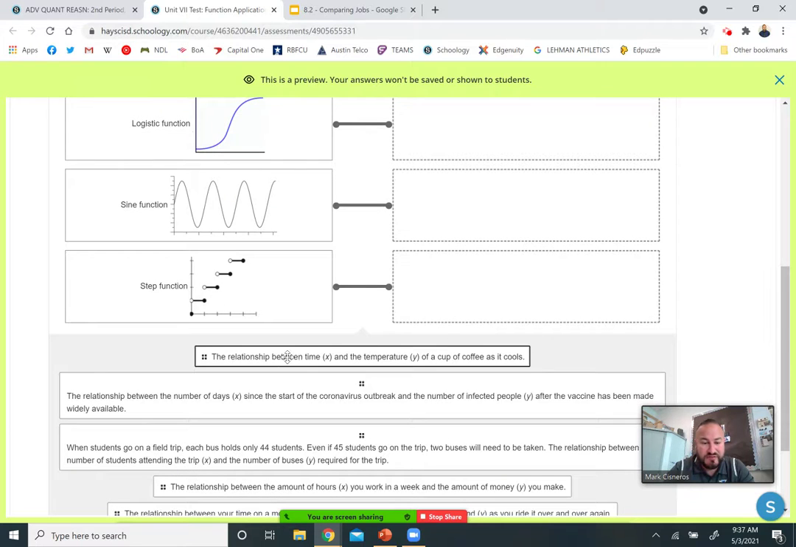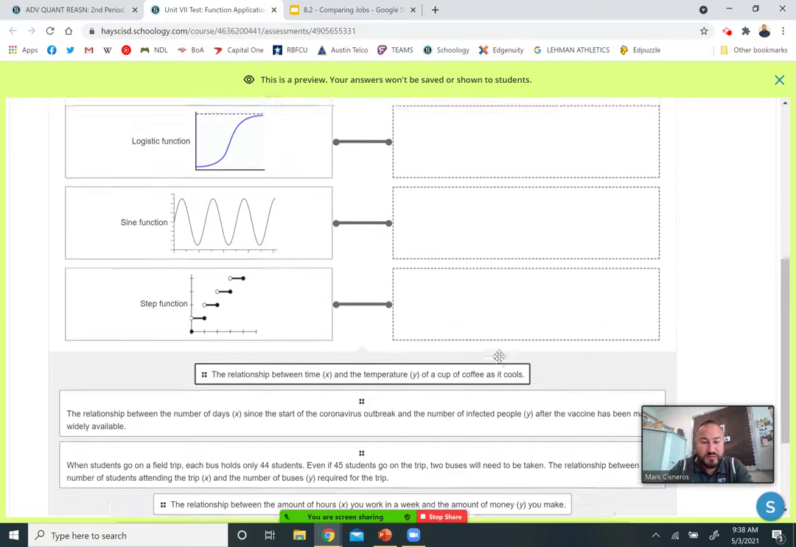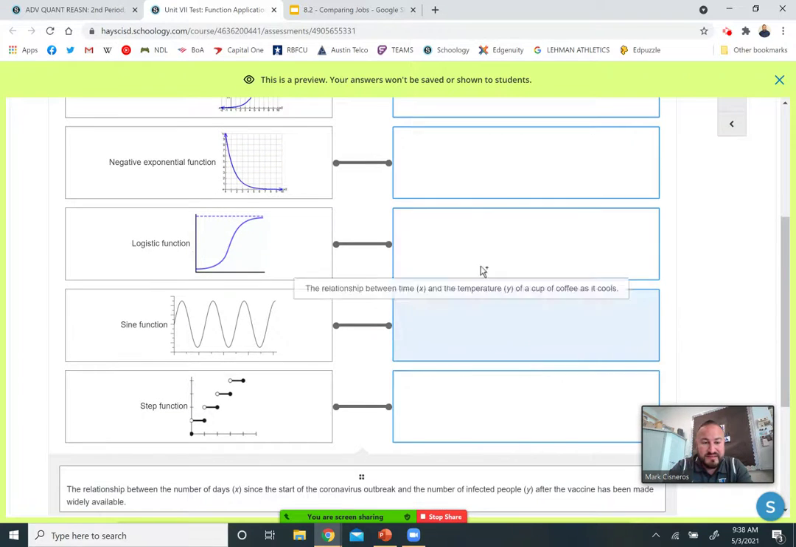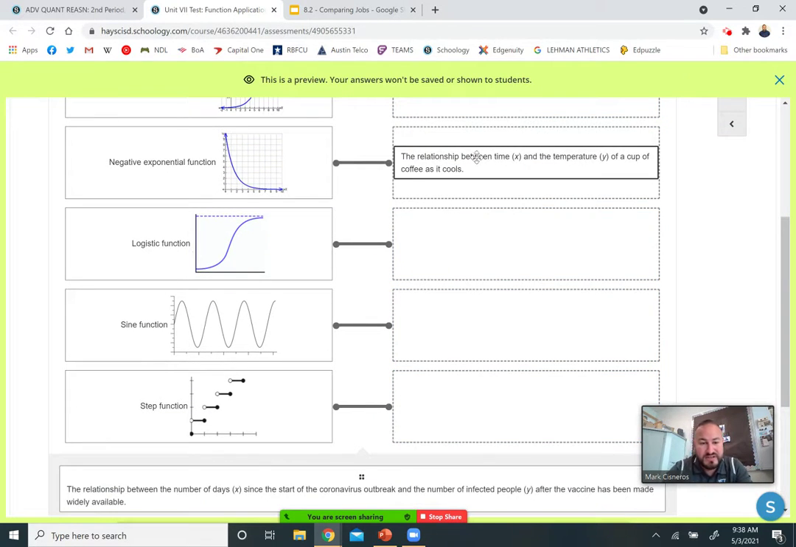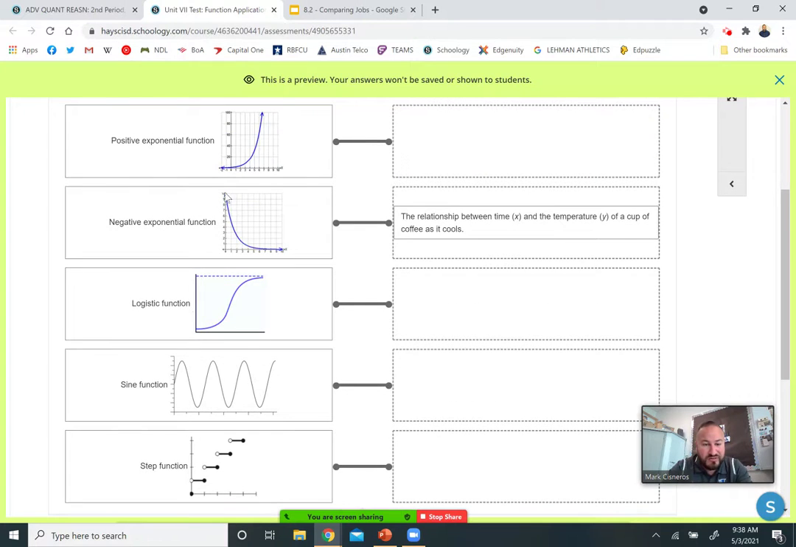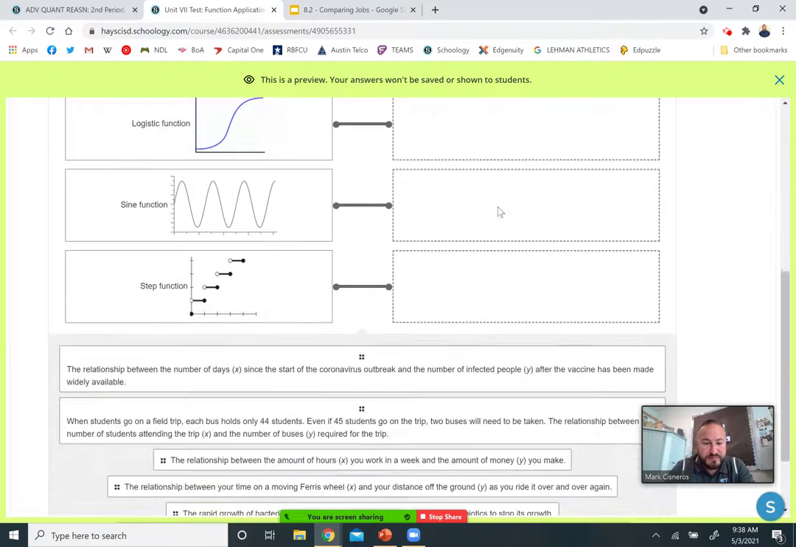Each of these was an example of one of the different functions that we went over during this unit. So the first one is the relationship between time and the temperature of a cup of coffee as it cools. This one is the negative exponential function. The temperature of the coffee is super, super hot. As it gets cooler, it starts to get drastically colder, but eventually it's only going to get as low as the room temperature. It'll never get below the room temperature unless you put it in the fridge or something like that. So that is a negative exponential function for that one.